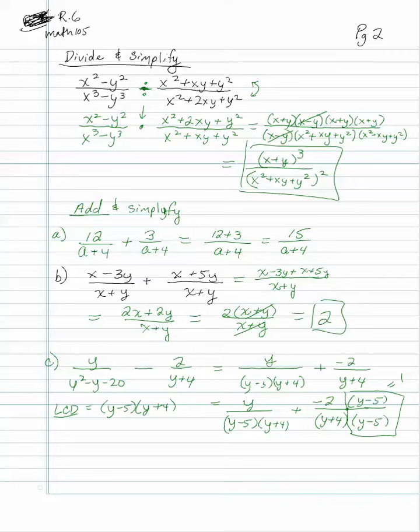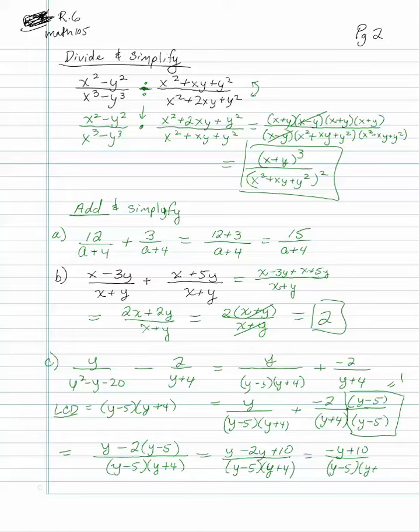Okay? So now once we've done that, we've got our common denominator, y minus 5, y plus 4. We're going to distribute the negative 2. So we get y minus 2y plus 10. And then you combine like terms. So that's negative y plus 10 over y minus 5, y plus 4. And there you go.